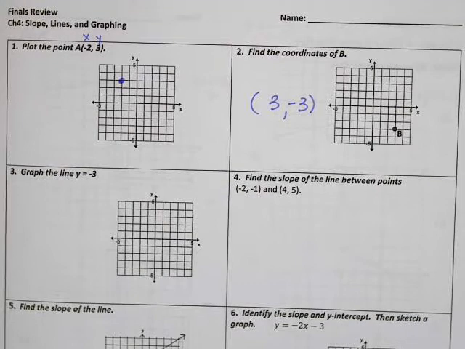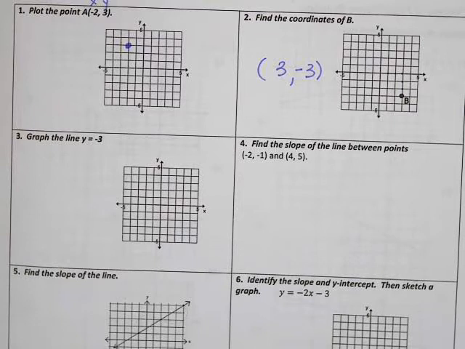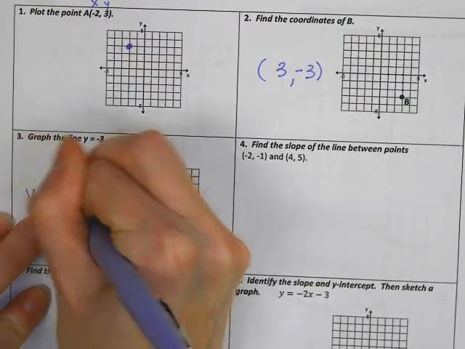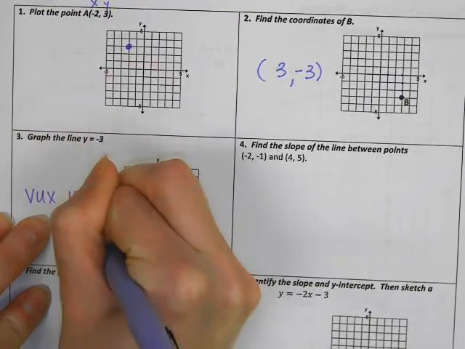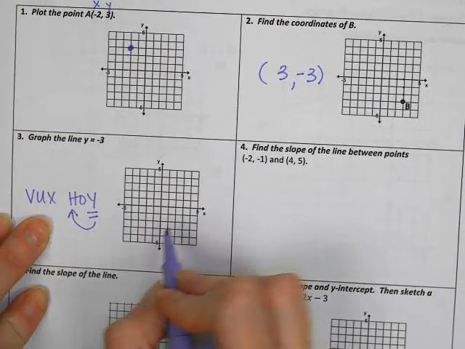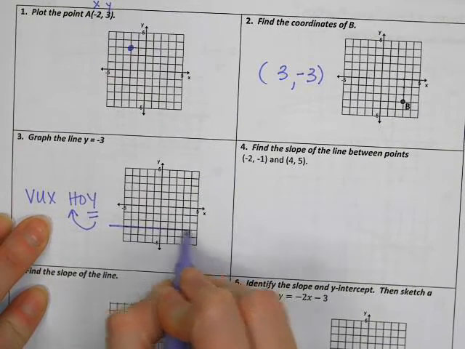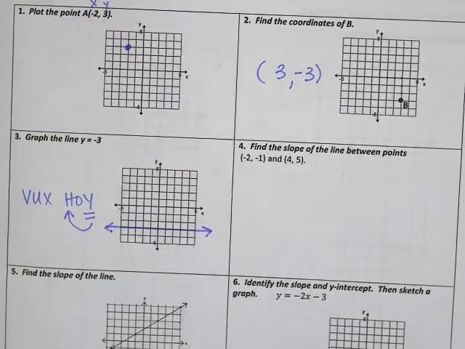Now we're into graphing lines. So graph the line y equals -3. That's a horizontal line. So if it's y, it's horizontal. So you're going to make a horizontal line where y is always down at -3.